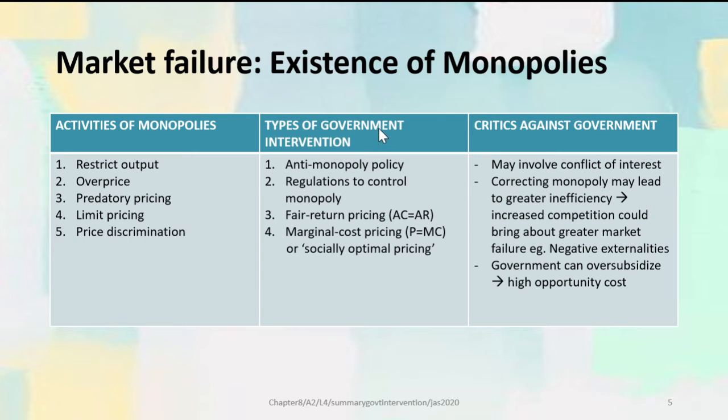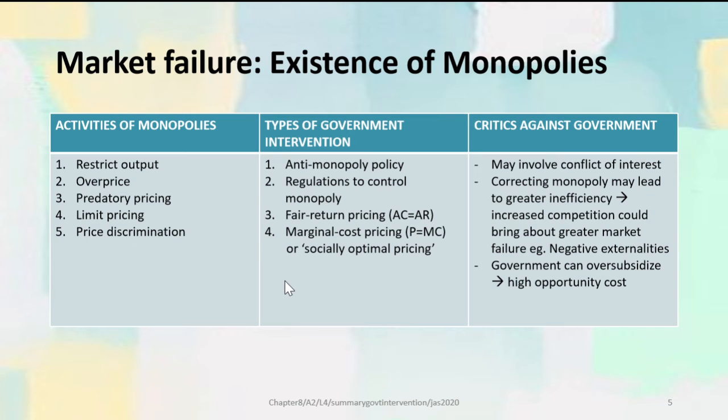So what are the types of government intervention we have mentioned last time? We have anti-monopoly policy. Remember, we have regulations to control monopoly, so check that out. We have fair return pricing. So I showed you the regulated monopoly diagram where the monopoly at the end would have to be forced to reduce the price and increase output in such a way that they're able only to achieve normal profit, where average cost is equal to average revenue.